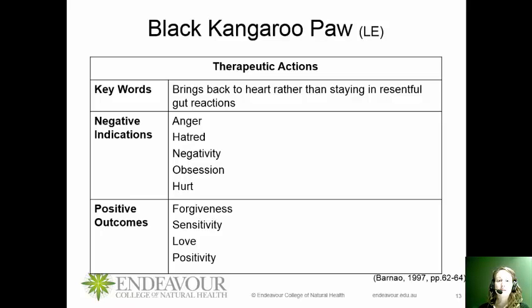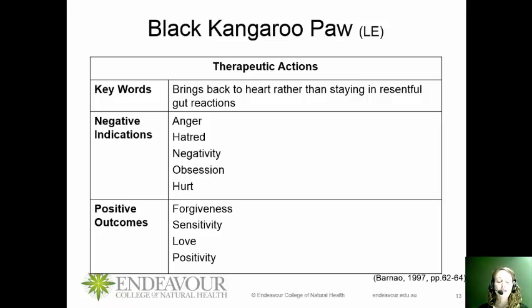And so there's going to be a tendency towards hurtful communication. You know, it's like, I have to deal with this pain, so should you. So black kangaroo paw is coming back to the heart rather than that gut reaction of rah. So this is mindfulness at its peak.